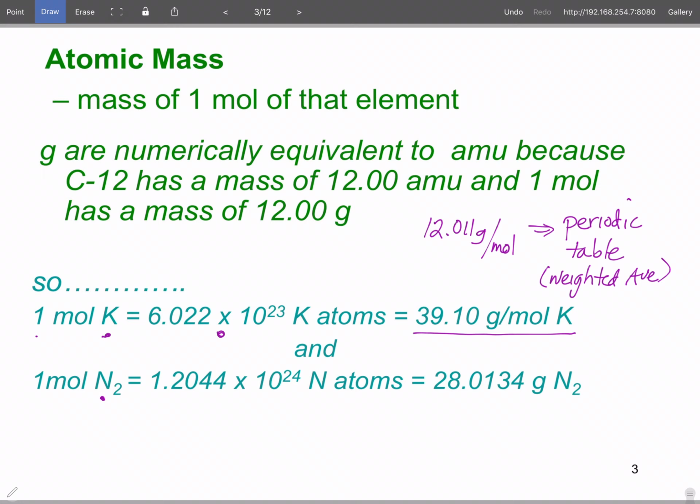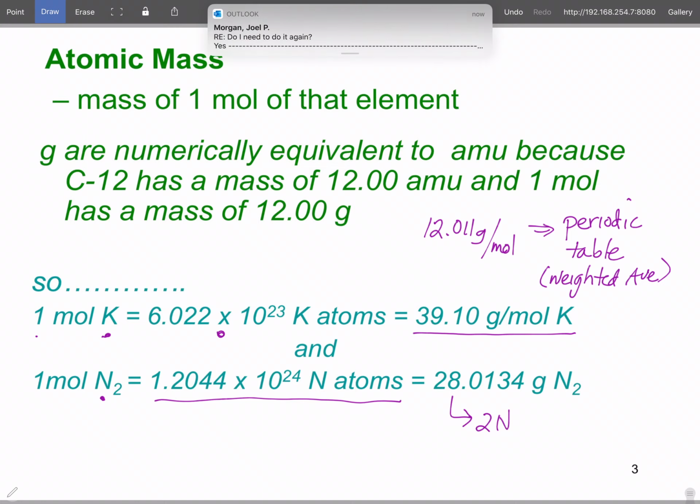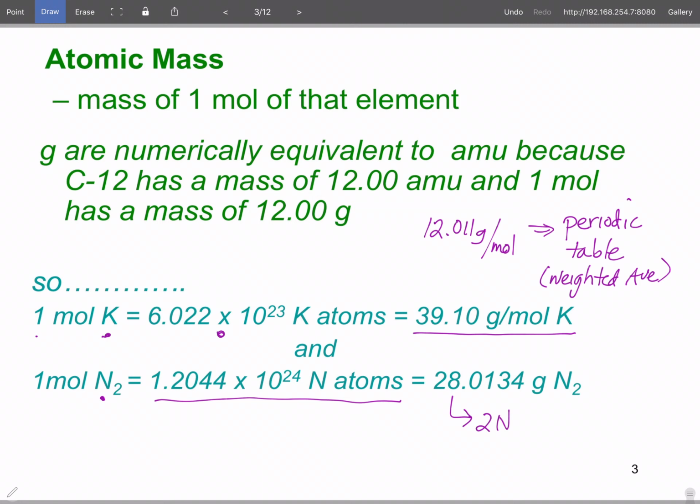All right, so nitrogen, N2, it's a diatomic, remember that. So it's found naturally as N2. So it actually contains double the amount of nitrogen atoms, and the weight is 2 times the 1 nitrogen because the elemental form of it is the diatomic. So the point of that is you have to be very careful when you're working problems so that you know whether it's a diatomic or not. Now, that's the atomic mass.